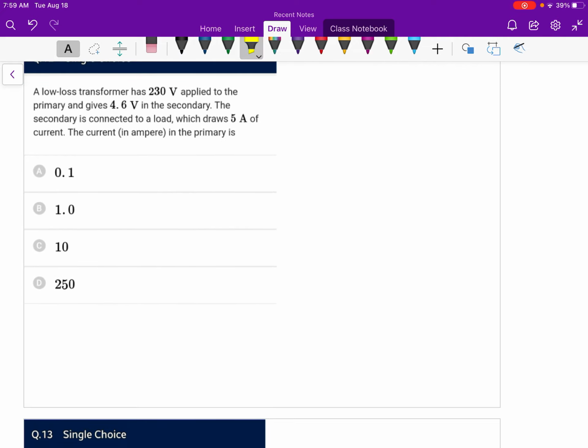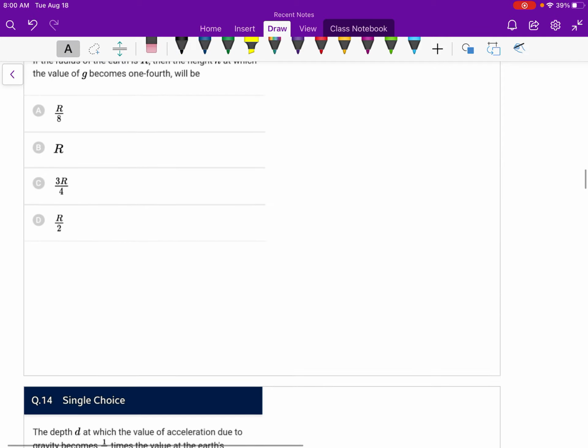Low loss transformer, so we should ignore the energy loss. Low loss transformer means VPIP is equal to VSIS. Now we need to calculate IP. So VS, which is 4.6, into IS, which is 5 upon 230, so this is 1 by 10. So the current in the primary is 0.1 ampere, so A is the correct option.